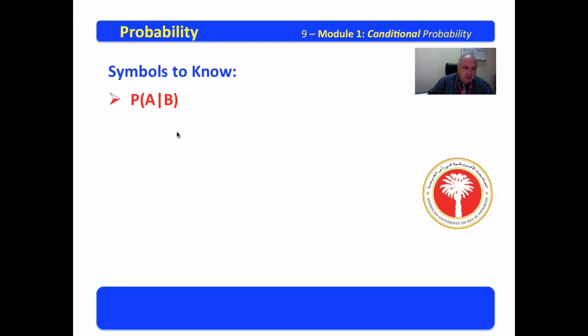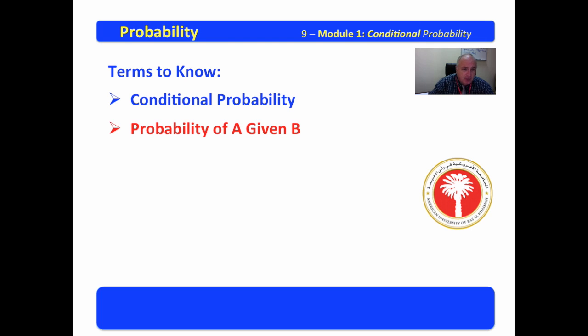Some of the symbols that you should know, and this one would be for this one, is the probability of A given B. Understand this is a conditional probability where B happens first and then A occurring. Probability of A given B means the probability that B occurs first, then A happens. Terms to know. The definition of conditional probability. One event occurs after another event occurs. The probability that one event follows a second event happening. And again, the probability of A given B is the meaning of the symbol.